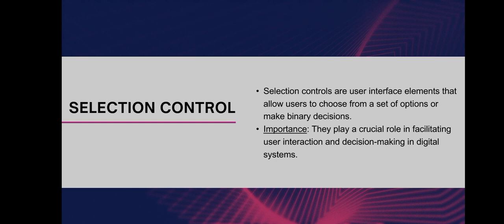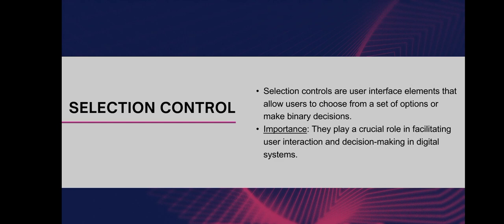Selection control is a user interface element. This helps you to choose the required option from a set of options or binary options. The binary options are like yes or no or connect or disconnect while searching for a Wi-Fi network like that.